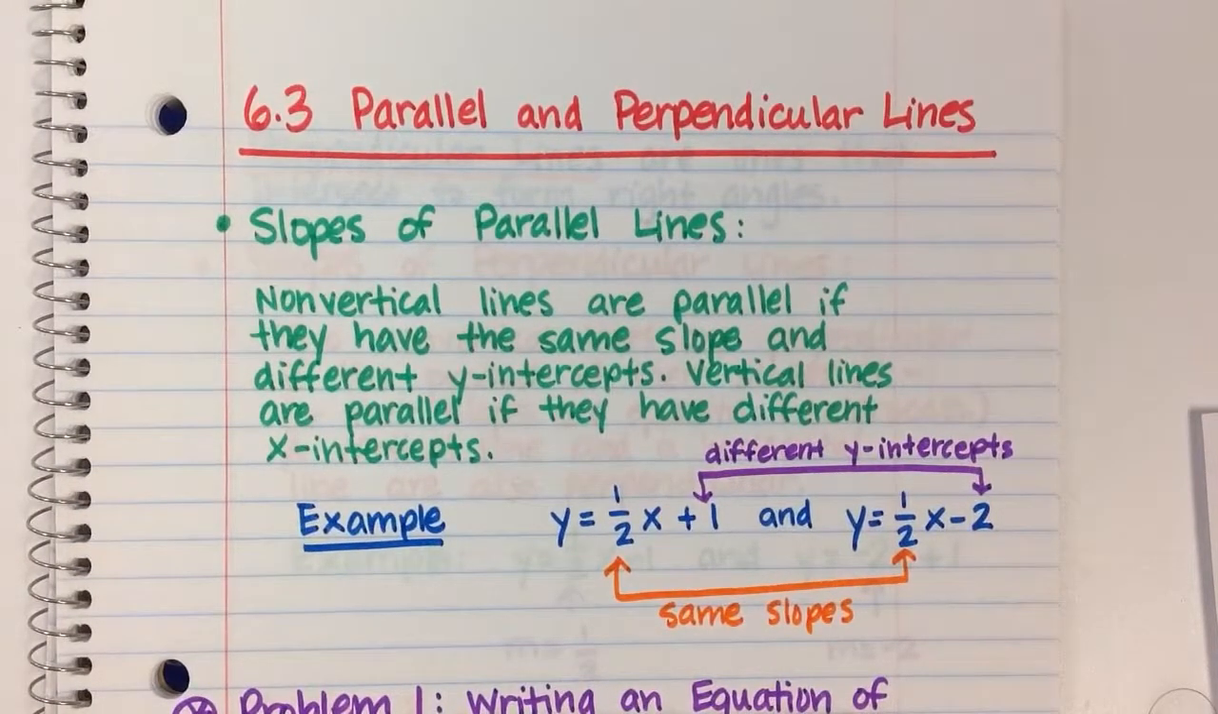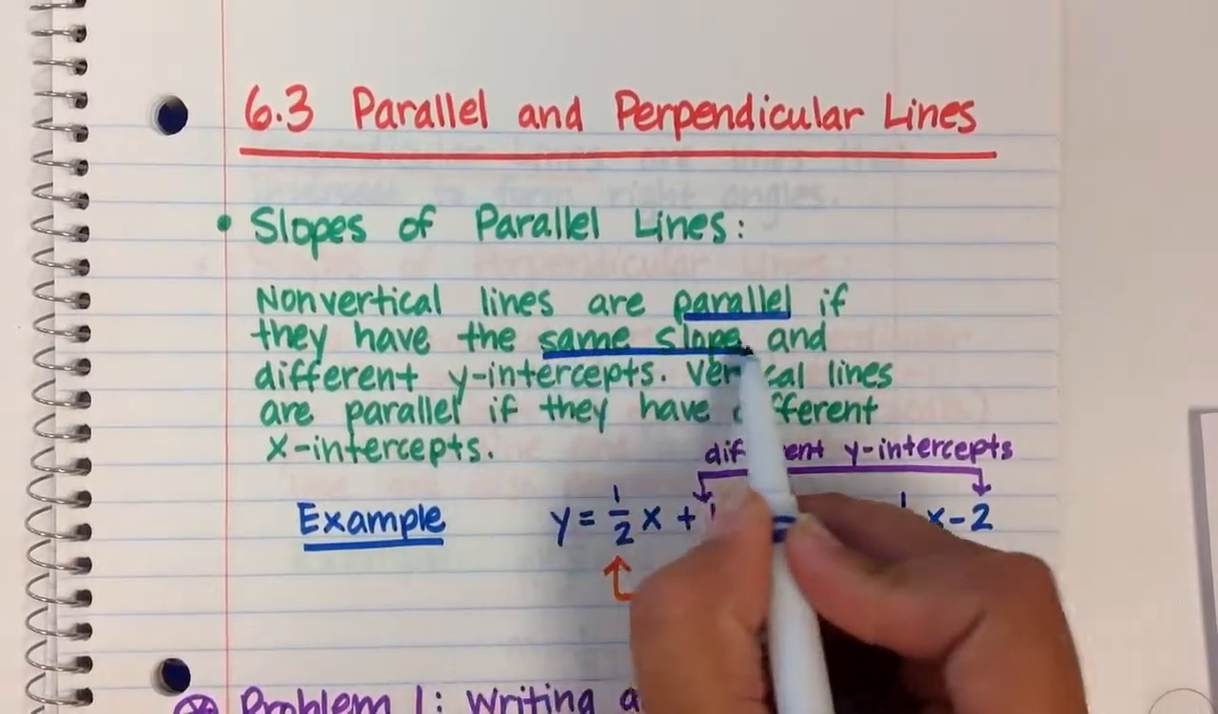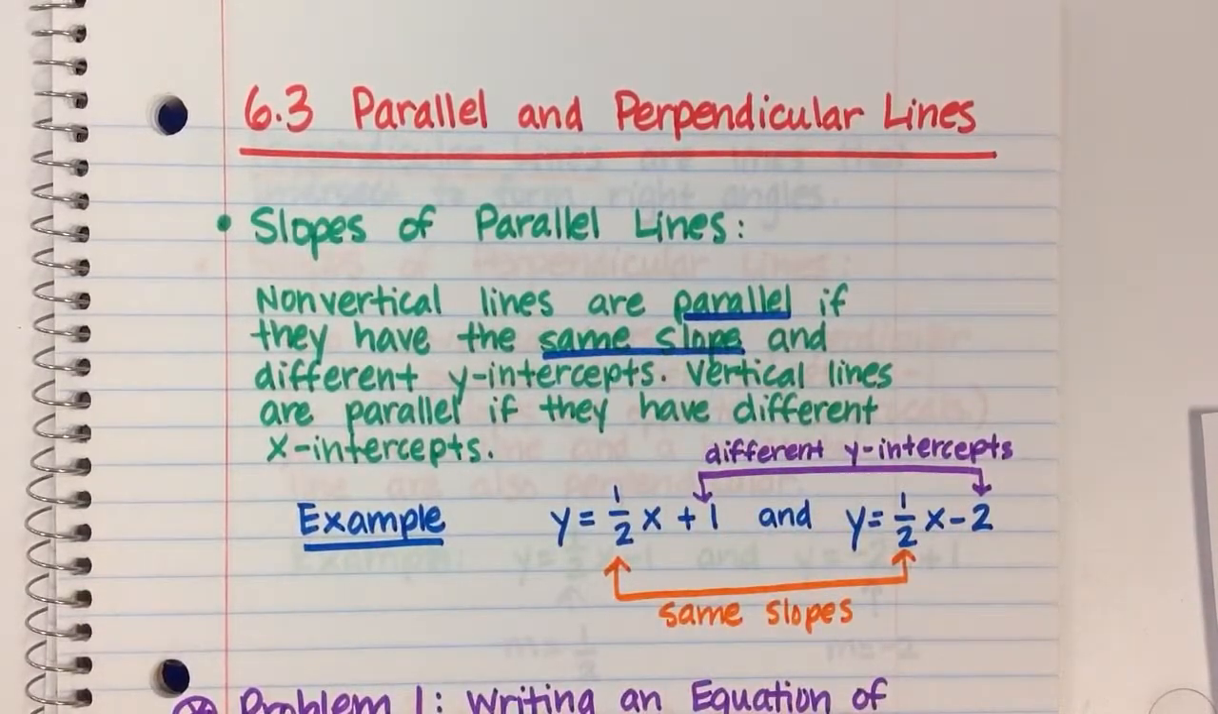Lesson 6.3 is parallel and perpendicular lines. Slopes of parallel lines. Non-vertical lines are parallel if they have the same slope and different y-intercepts. Vertical lines are parallel if they have different x-intercepts.